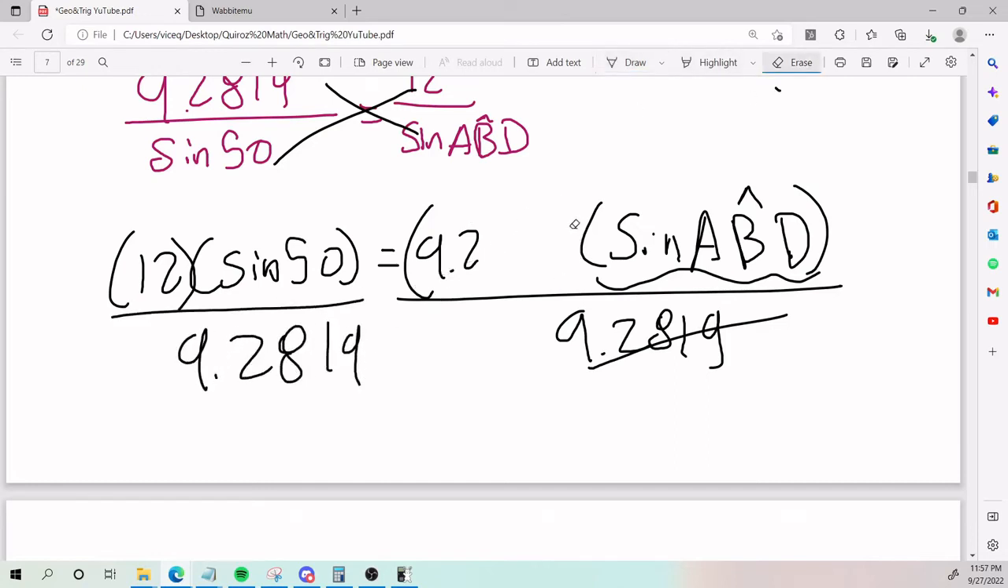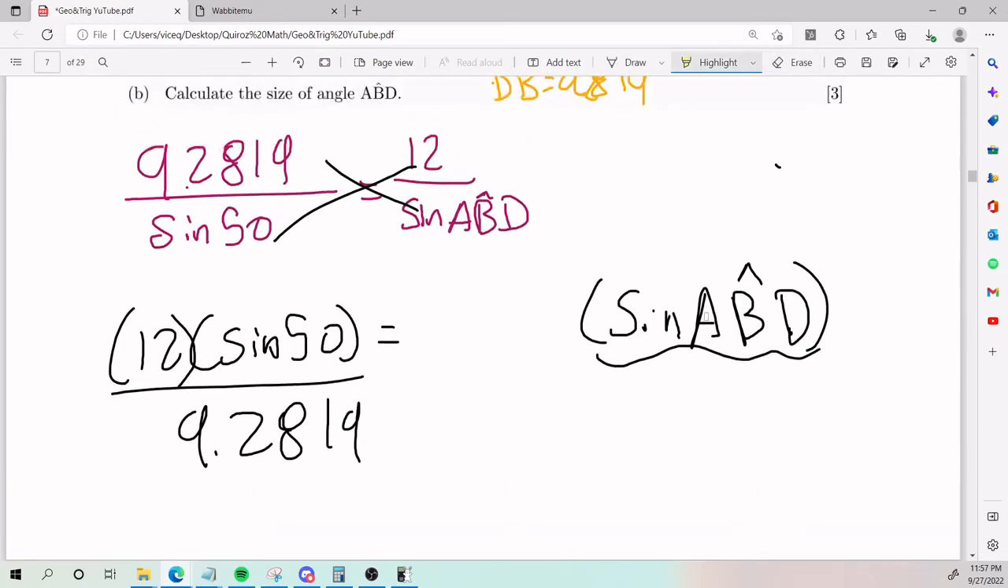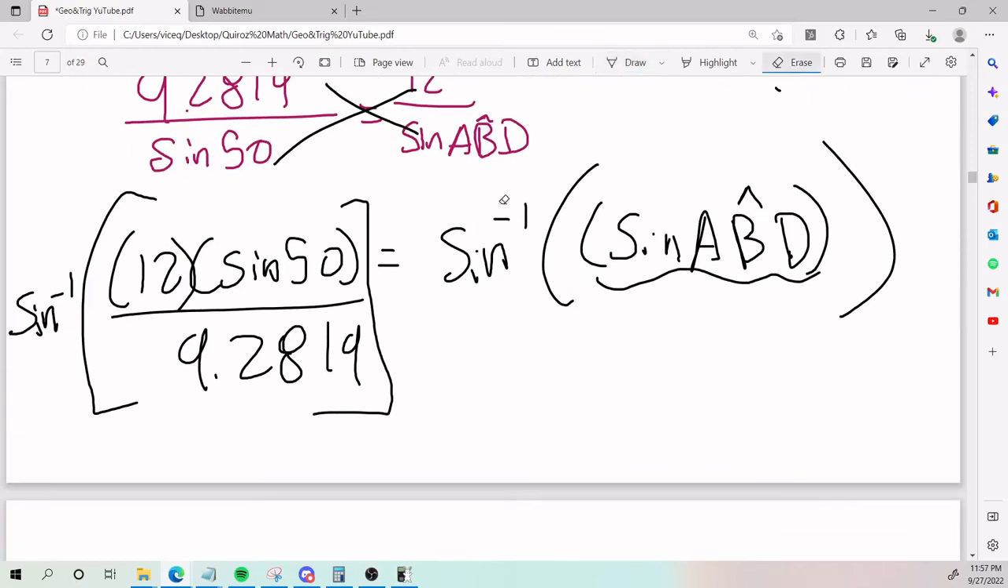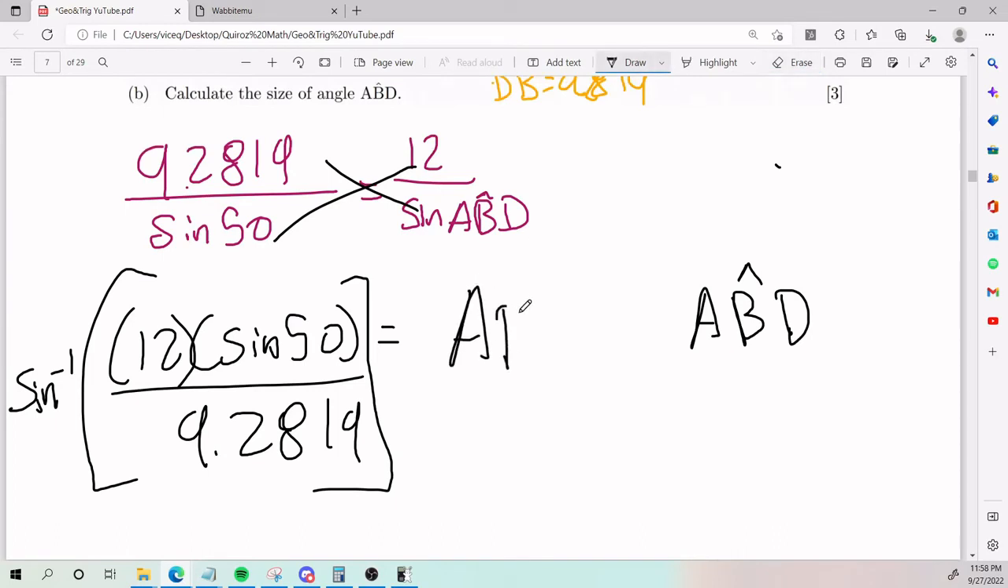That makes me end up with something that looks like this. And now since I still want to get this ABD alone, ¿cierto? My next step is to use sine inverse. What sine inverse does is that it gets rid of the whole sine part. I end up with just the angle. However, sine inverse needs to get applied to both sides, so I'm doing sine inverse of this whole thing over here. Sine inverse gets rid of your sine, but you keep the angle inside, ¿cierto? So whatever this equals will equal my angle ABD.